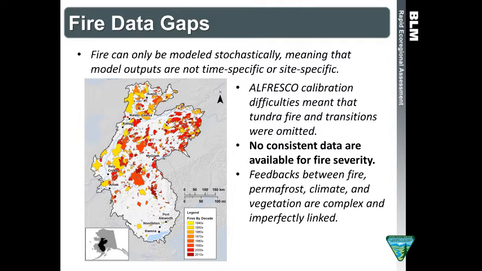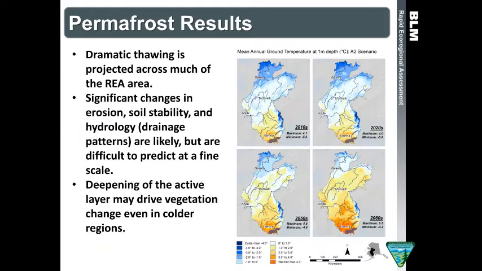So, I think that ties into the last one there, that the feedbacks are not always clear or well understood between fire, permafrost, climate, and vegetation. We've done what we can from the literature to try and capture that, but more data in that realm would be enormously helpful. So going on to the third major category, I'm flying through here, permafrost results.